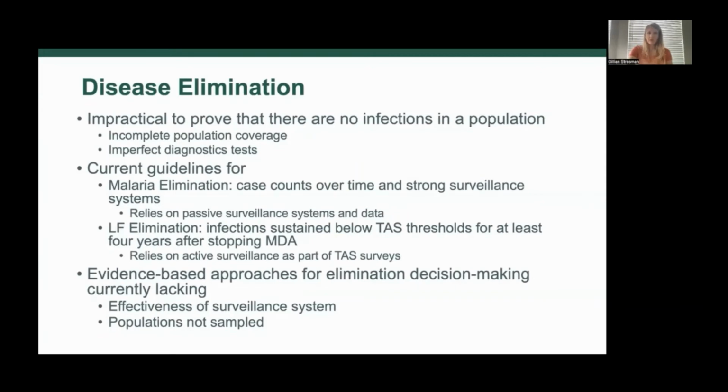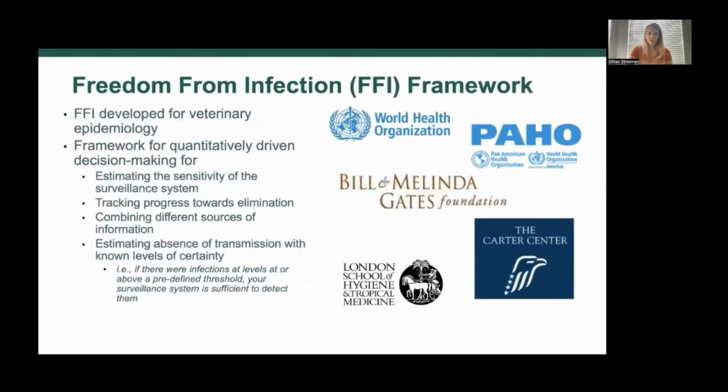So having better evidence-based approaches to support decision-making in the context of elimination would be helpful. Some of the key points are thinking about the effectiveness of the surveillance system at detecting disease transmission, but also thinking about whether the populations that are not sampled or not included are relevant and could invalidate claims of elimination.